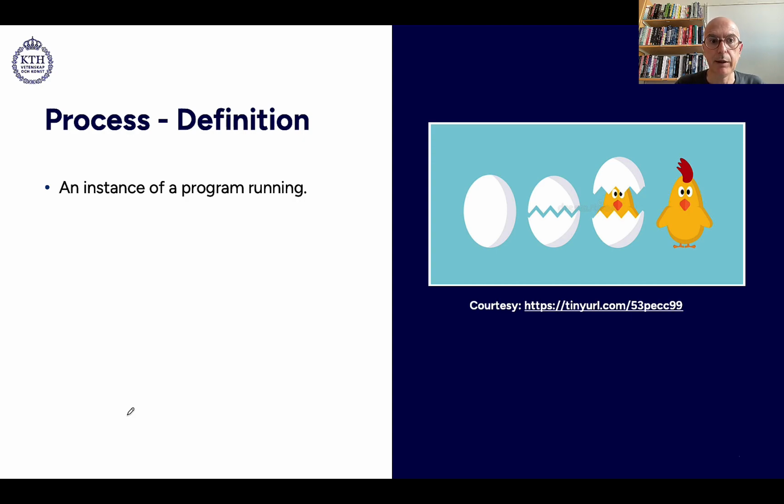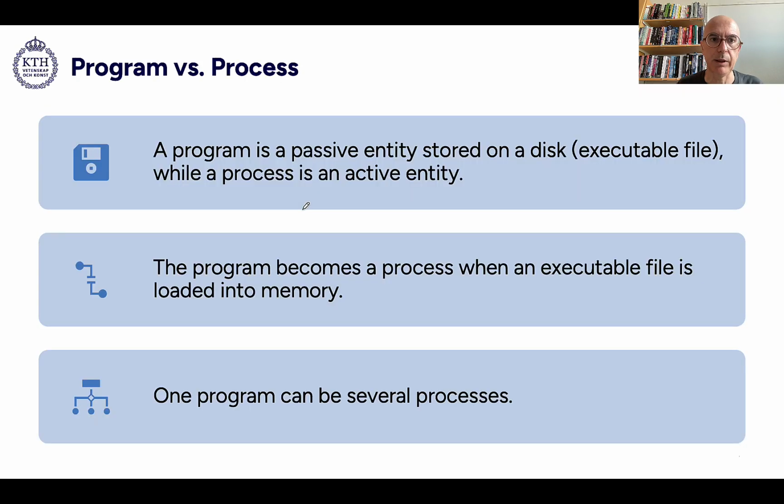So a process is an instance of a program running. So you see already there is a strong relation between program and process. However, they are not the same thing. So a program is a passive entity that is stored on a disk, and this passive entity is actually the executable file. On the other hand, the process is an active entity. The program becomes a process when an executable file is loaded into the memory and so therefore can be executed.